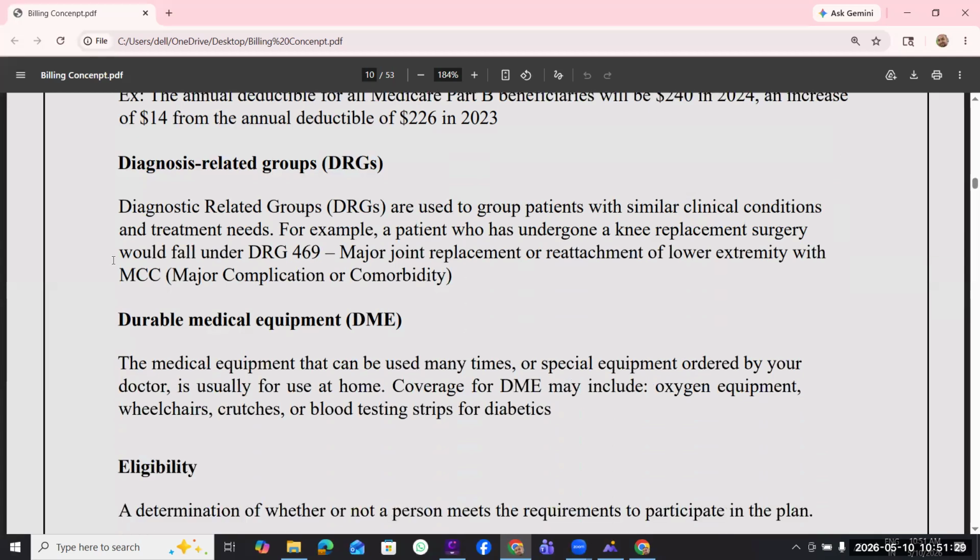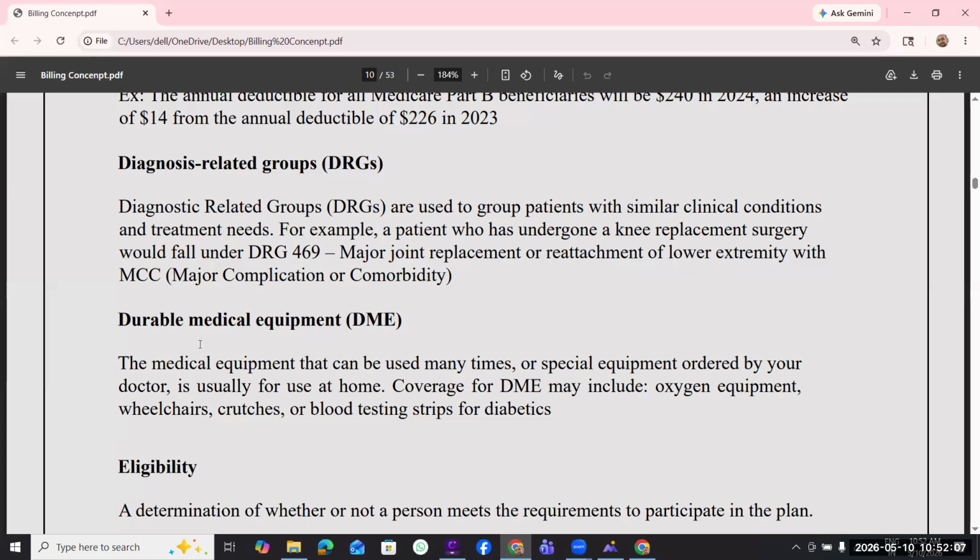Diagnosis related group, that is called DRG. Diagnosis related groups, DRGs, are used to group patients with similar clinical conditions and treatment needs. For example, a patient who has undergone a knee replacement surgery would fall under DRG 469, major joint replacement or reattachment of lower extremity with MCC, major complication or comorbidity. So these are the terms and details that come under the diagnosis related group, called DRG, and it will be part of the IPDRG.